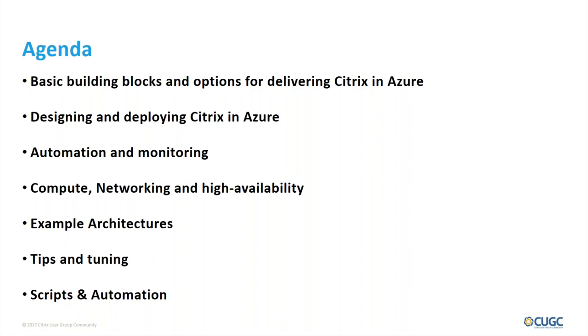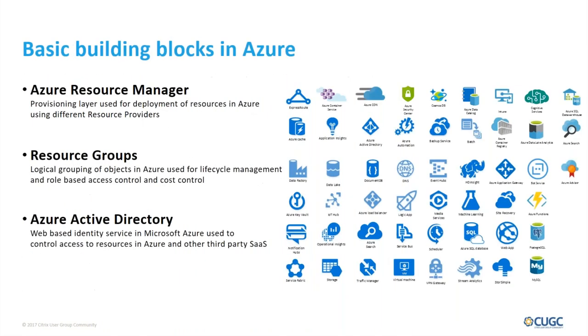So what we're going to go through today: the basic building blocks and options for delivering Citrix in Azure, some design decisions and deployment options around Citrix in Azure, some automation and monitoring, going to run through compute, networking and high availability config, show some example architectures of some fairly standard use cases out in the cloud and also hybrid, run through some tips and some tuning mechanisms you can use to get more out of your Azure platform, and show some example scripts and some automation. Next slide.